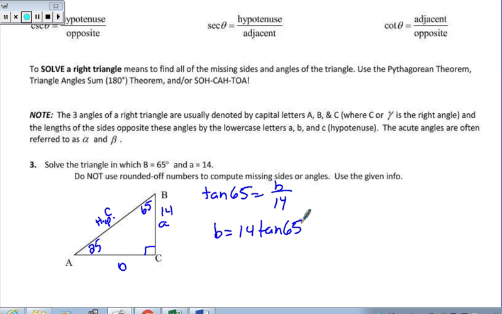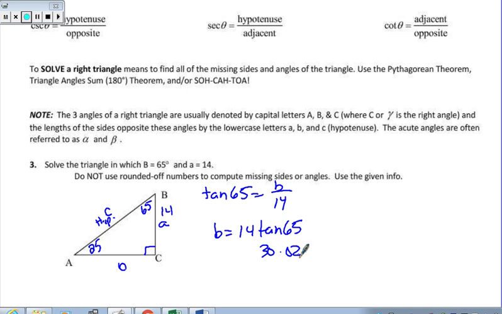At this point, you can use your calculators. If you're using the TI-84, definitely go to the mode button and make sure that you're in degrees and not in radians. If you have any trouble with that, ask your teacher. So 14 times the tangent of 65, you should be getting about 30.02, and we'll go ahead and round to the hundredths here.